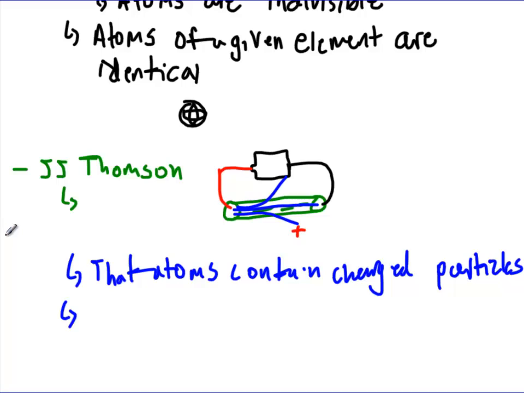So Thomson, and this is called the cathode ray tube experiment, because this tube that he has is a cathode ray tube, was able to actually alter Dalton's model a little bit. So his model is called the plum pudding model.